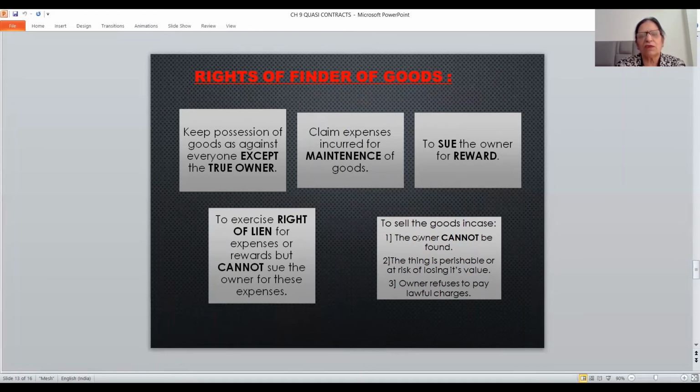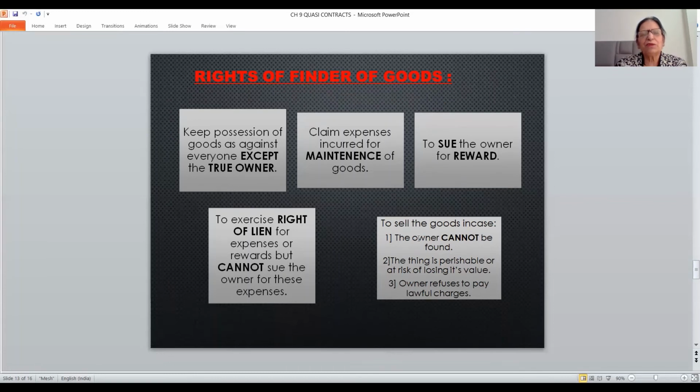Sometimes, when an article is lost, the owner gives an advertisement. The description of the goods is also given, and then a reward is announced. If a reward has been announced on the lost goods, then it becomes the duty of the owner to give this reward to the finder of goods. Or the finder of goods has the right to sue the owner for reward. Another right is, friends, to exercise the right of lien for expenses or rewards, but he cannot sue the owner for these expenses.